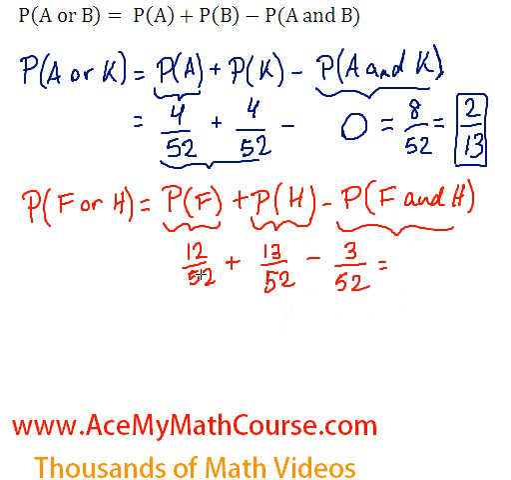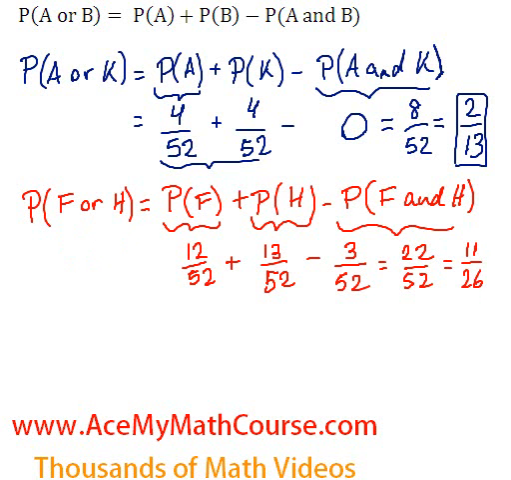Excellent. So now, let's just figure out what this is. 12 plus 13, 25, minus 3, 22 out of 52, which simplifies to 11 out of 26. So that is the probability of drawing a face card or a heart.